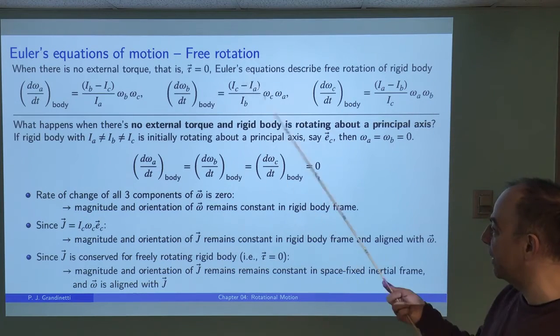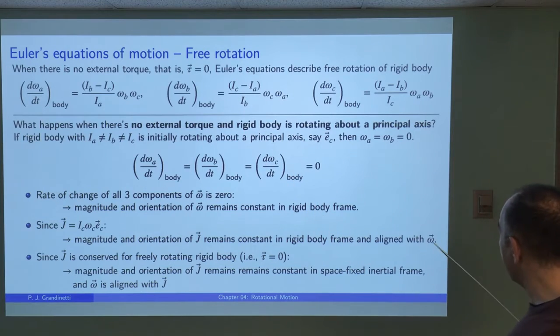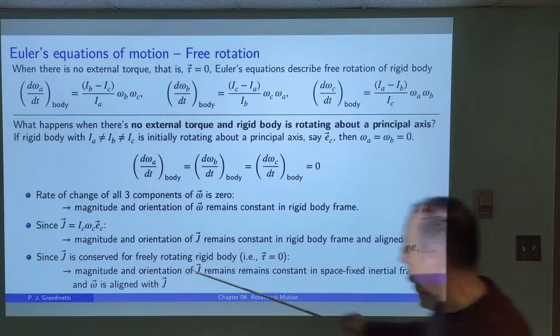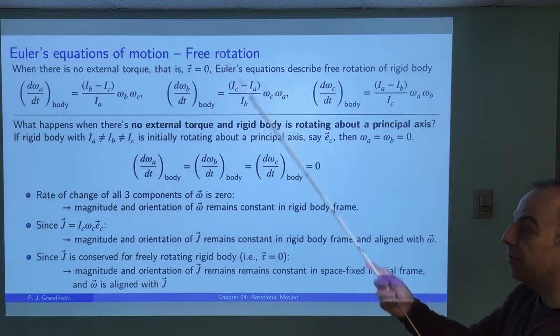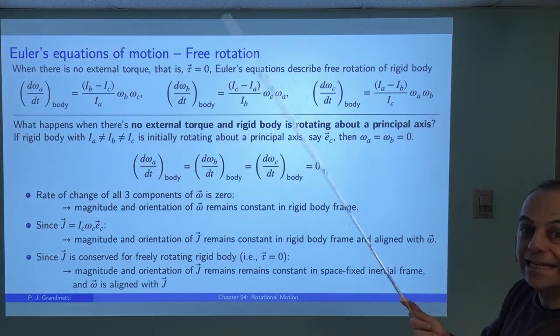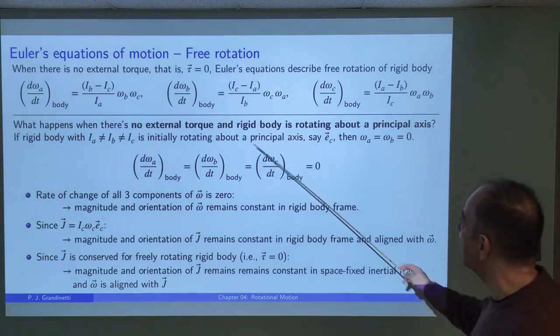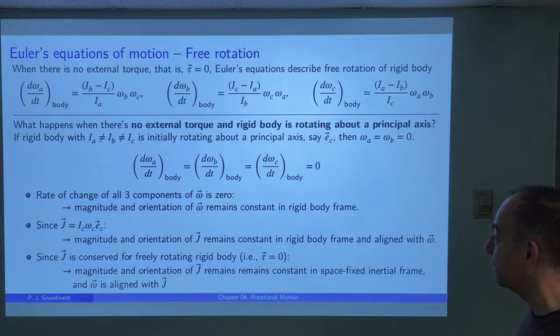So J is going to have an orientation and magnitude that remains constant in the frame, and it's going to be aligned, we can see, with the omega vector too. So it can be aligned with the angular velocity vector. So the angular momentum vector and the angular velocity vector will both be aligned and time independent in this case, where there's no torque and the body's rotating about a principal axis.